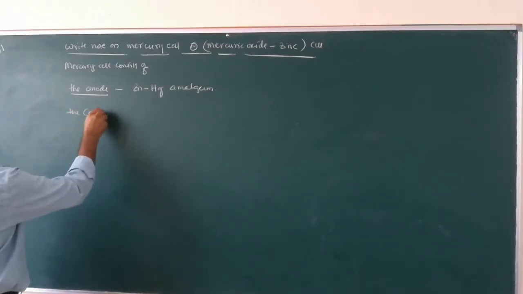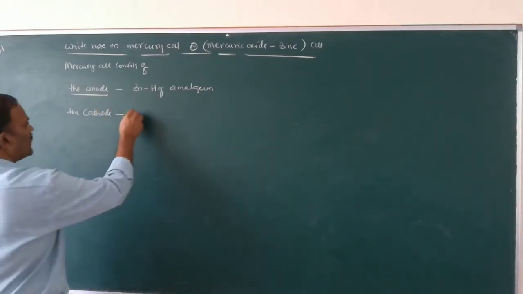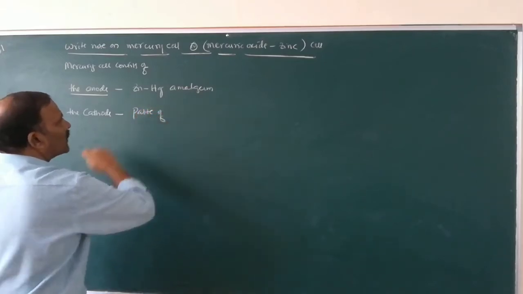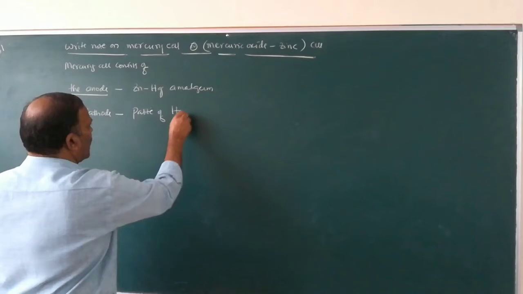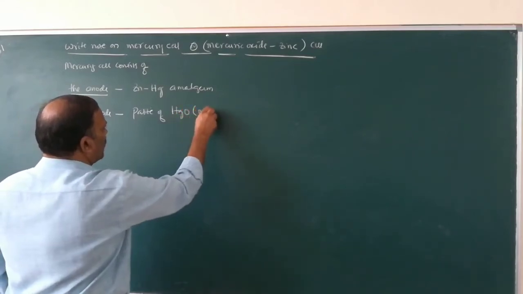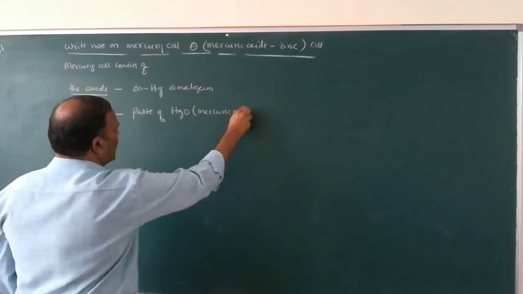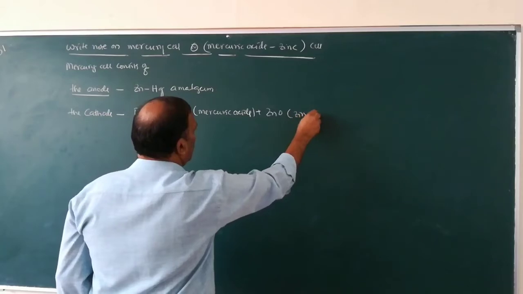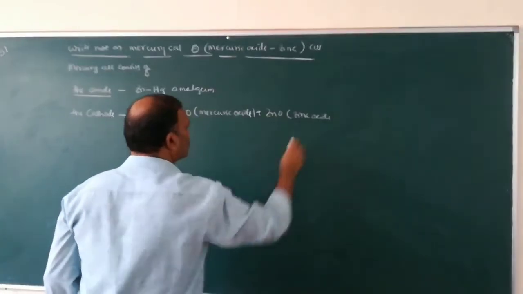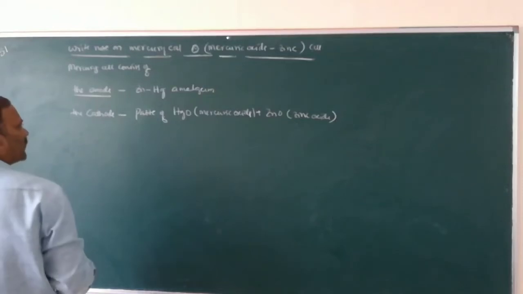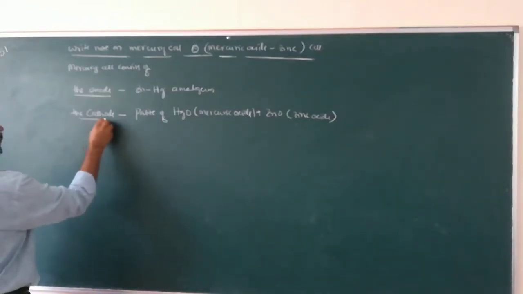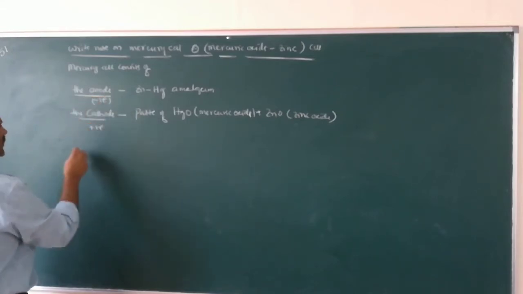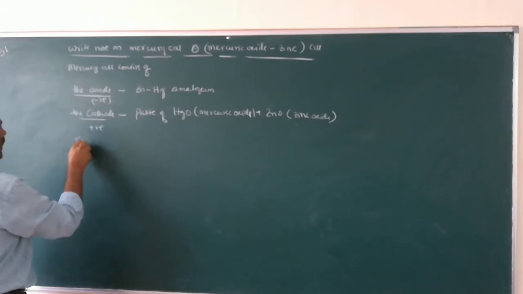The cathode is the paste of mercuric oxide HgO plus zinc oxide, paste of mercuric oxide and zinc oxide. So anode is negative, cathode is positive. And then what is the electrolyte?